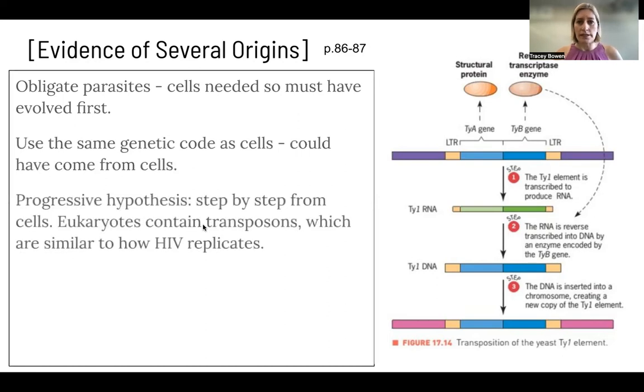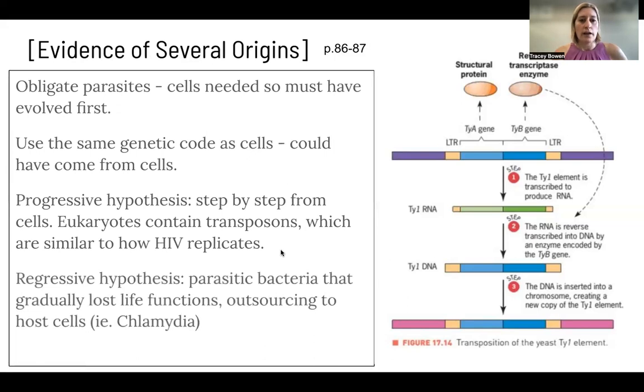So there's a progressive hypothesis where viruses moved step by step from cells. Eukaryotes contain transposons, and transposons make DNA from RNA. And that's similar to how HIV replicates. So if viruses also contain transposons and they are able to get cells to replicate for them, maybe they used to be cells and then they've changed.